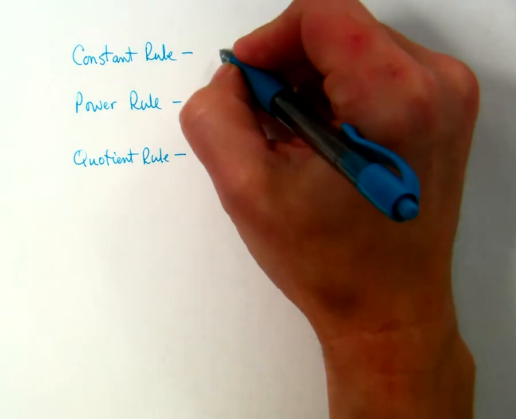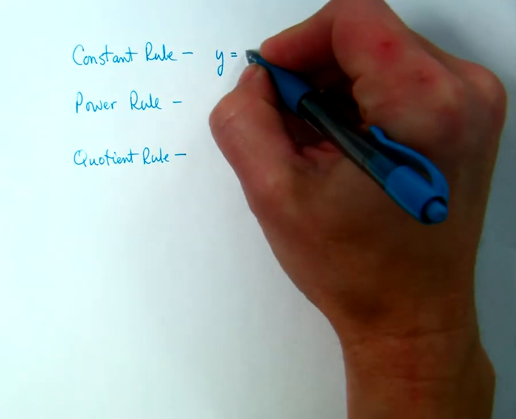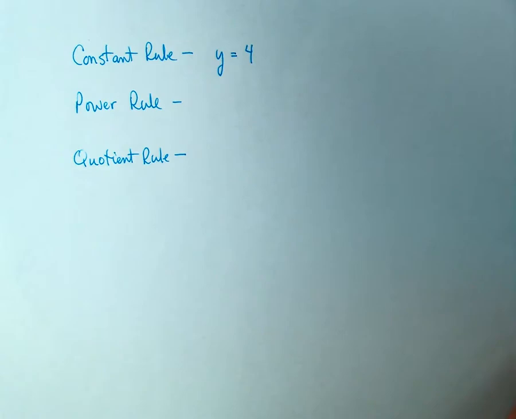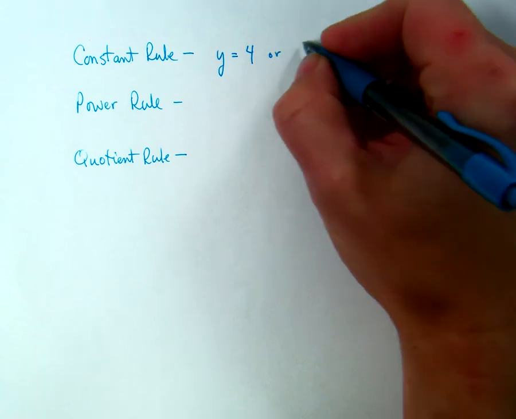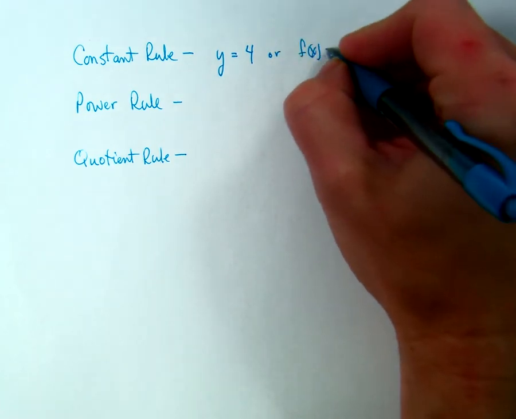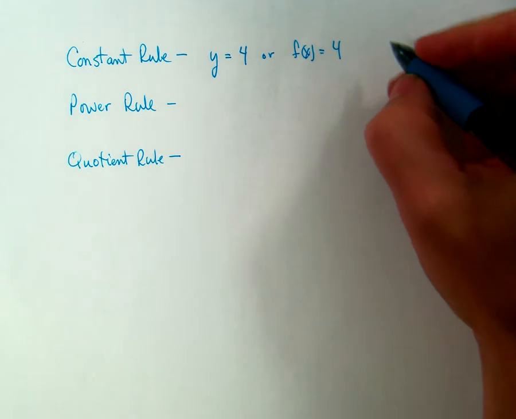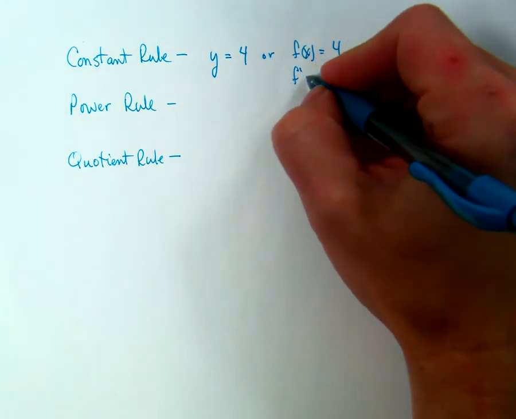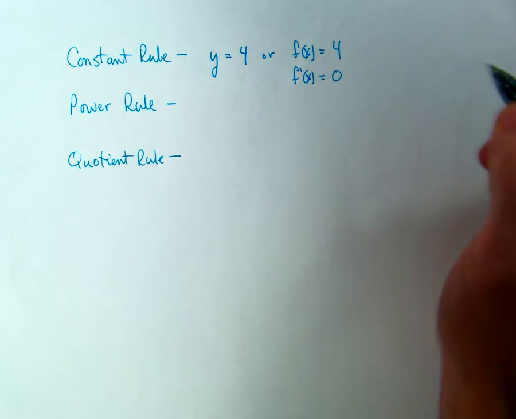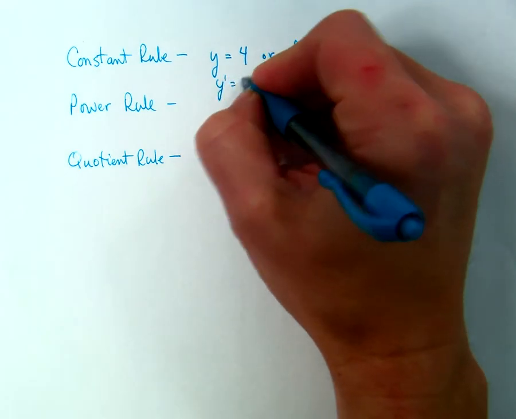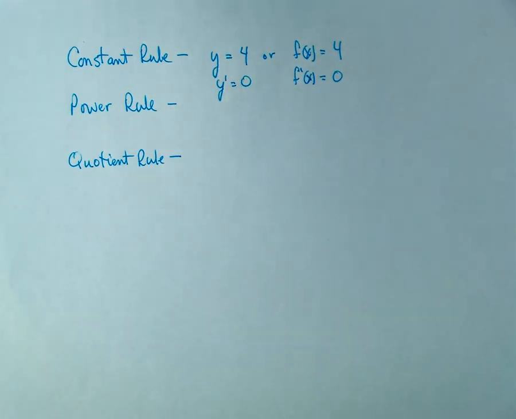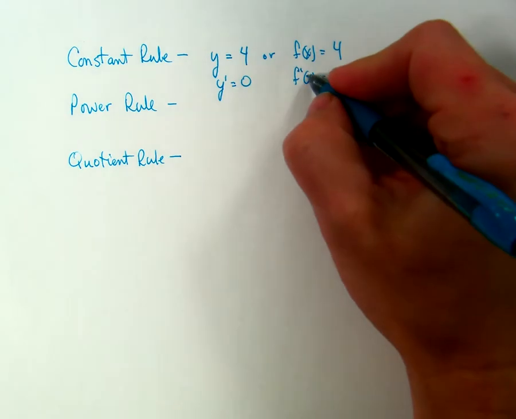The constant rule: anytime y equals a constant, let's just say y equals 4, or you may see it as f of x equals 4, well, the derivative of that is always going to be 0. So f prime would be 0, or y prime is going to be 0. We pretty well have a grasp on that and know that.